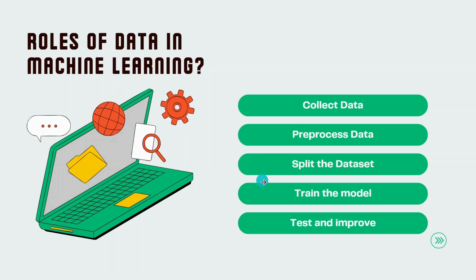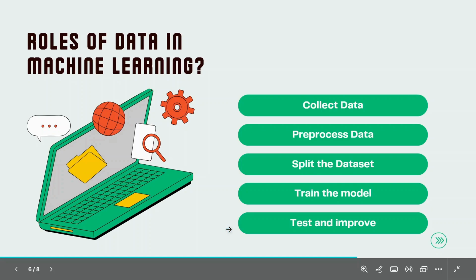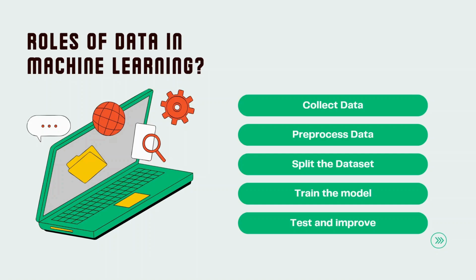Then we train the model on the basis of algorithms, like linear algorithm, logistic algorithm, and there are a lot of algorithms we can learn in further videos. And last, we test that model, evaluate it and improve the accuracy. That's a simple overview of how we can build a machine learning model. Let's go further.